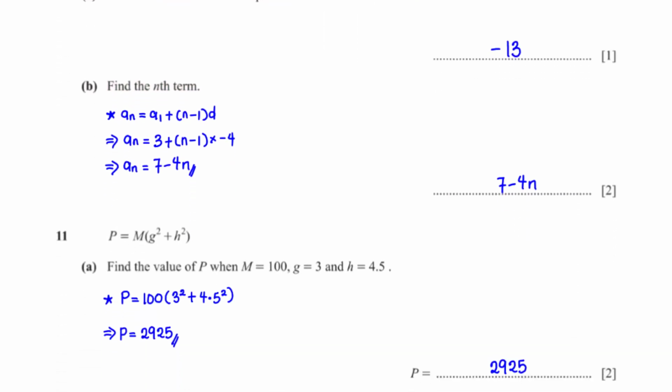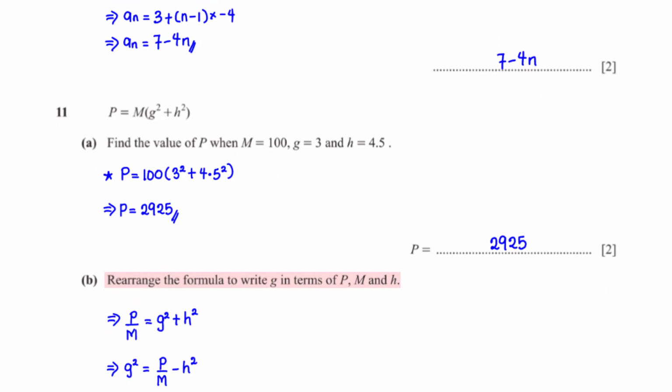P equals m times g squared plus h squared. Find the value of P when m equals 100, g equals 3, and h equals 4.5. When we plug in the given values of m, g, and h into the given equation, this is what we have. When we type this into the calculator, we get 2,925.